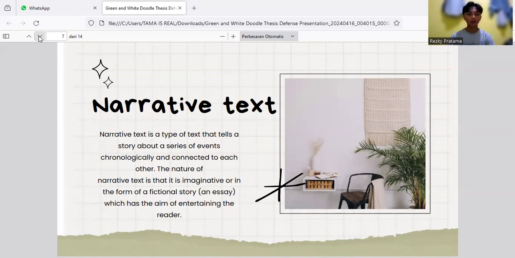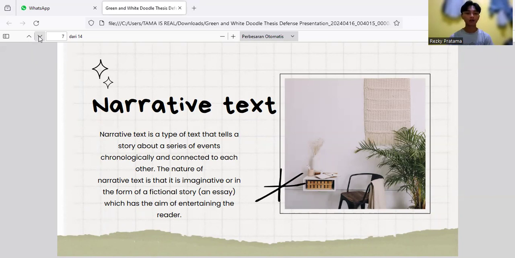Narrative text is a type of text that tells a story about a series of events chronologically and connected to each other. The nature of narrative text is that it is imaginative or in the form of a fictional story, usually an essay, which has the aim of entertaining the reader.